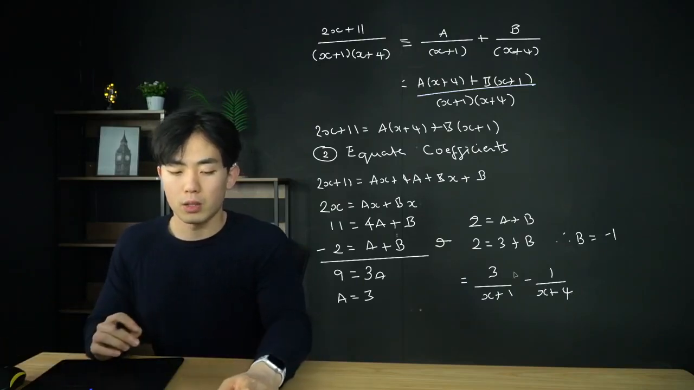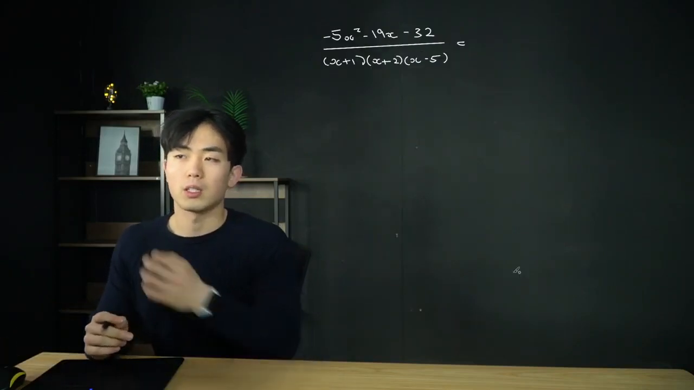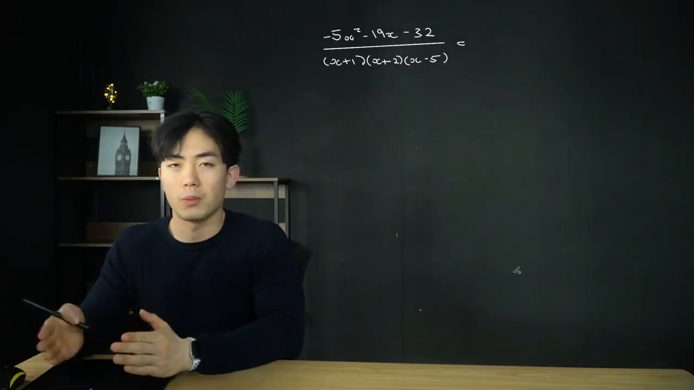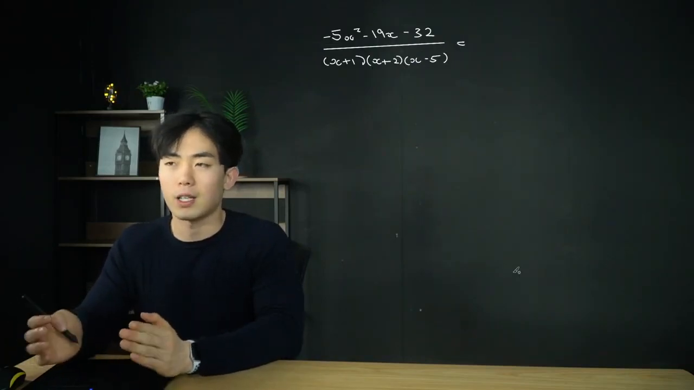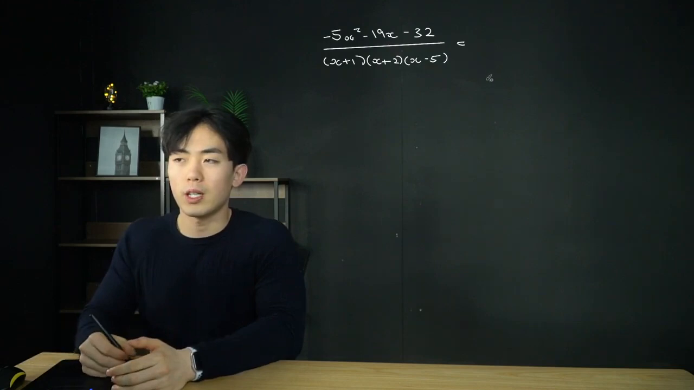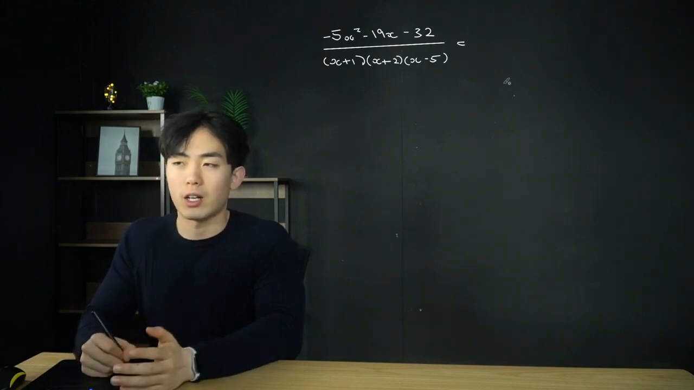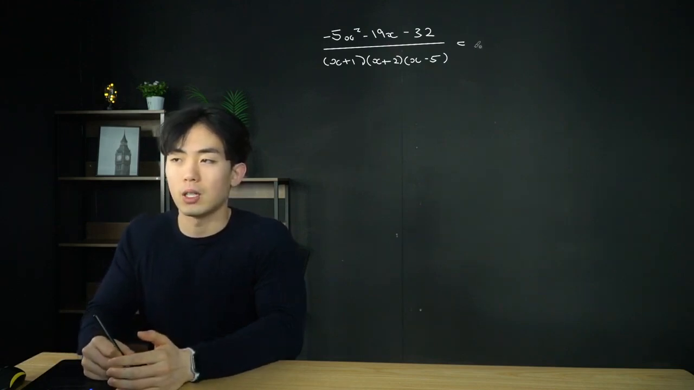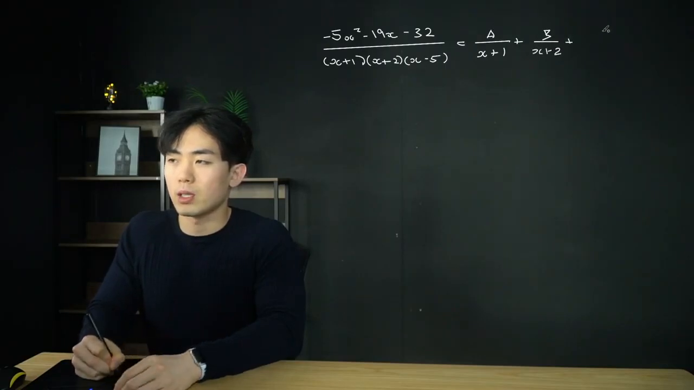So let's do another quick example. Now we have 3 terms in the denominator, but it's still exactly the same method. What we're going to do is split this single large fraction into its partial fractions. So we're going to have a over x + 1, plus b over x + 2, plus c over x - 5.